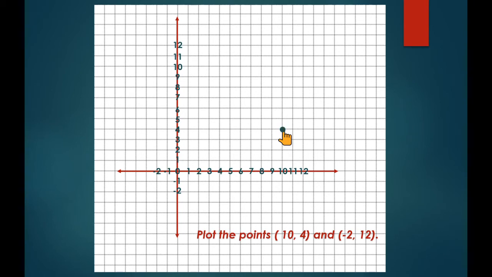Then, we'll start again with 0. We will have negative 2, 12. So, ang x ay negative 2. We will go there. Then, 12 units upward. Edi, takbuhin natin from negative 2 papuntang 12. And that's our point. Now, let us connect these points, and that's the graph of the equation 2x plus 3y equals 32.